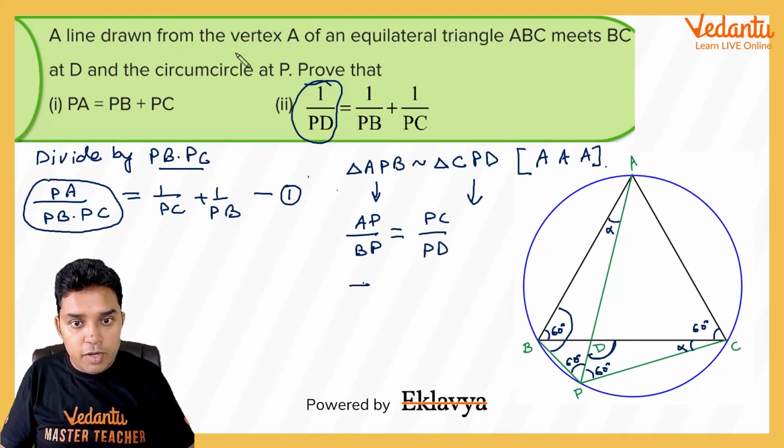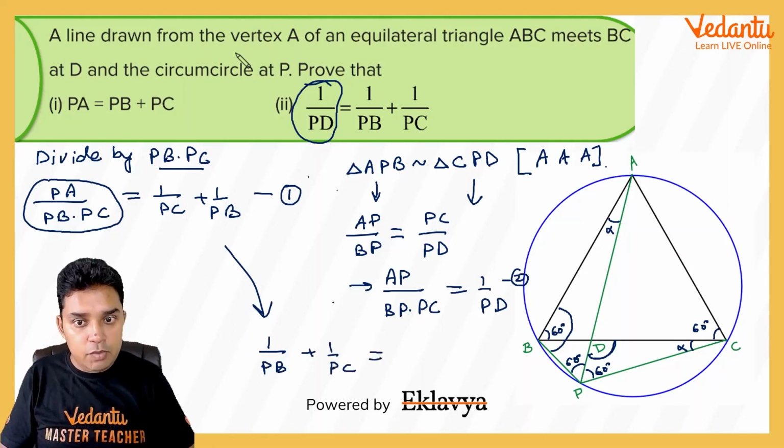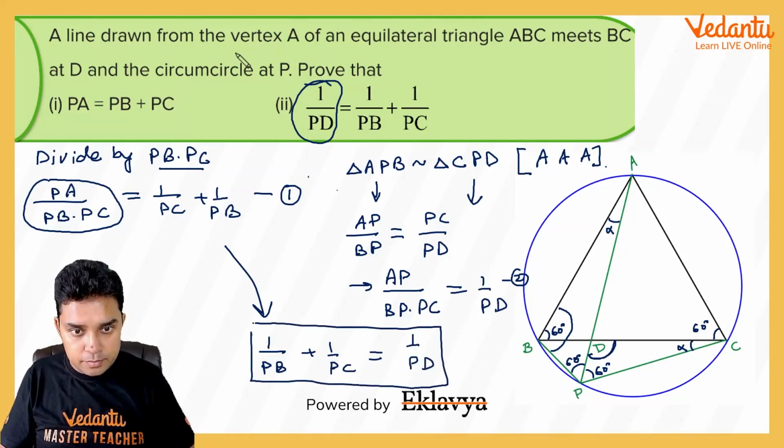Okay, so I think we are done. We have got that AP or PA, it's the same thing. AP upon PB into PC will be equal to 1 upon PD. So this is equation number 2, and let me write this as equation 1 now, and we can write this as 1 upon PB plus 1 upon PC is equal to 1 upon PD. That's it. This completes my solution for the second part.